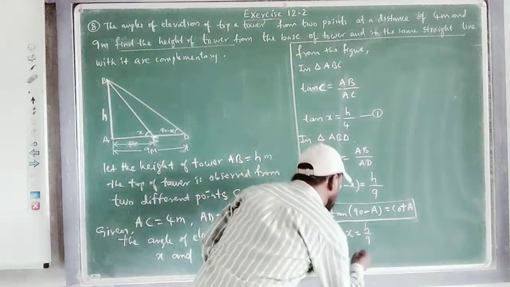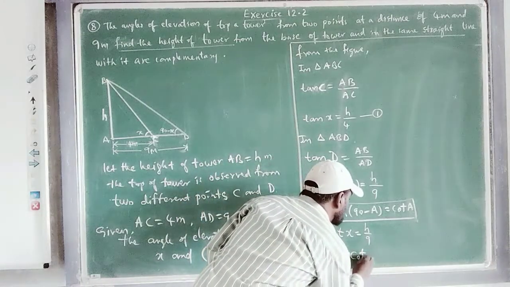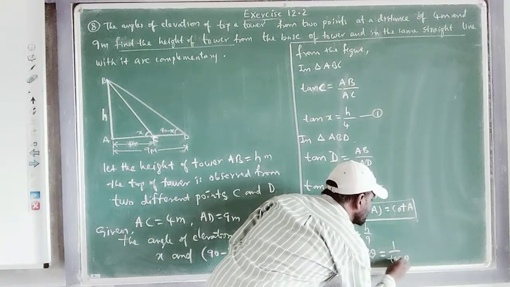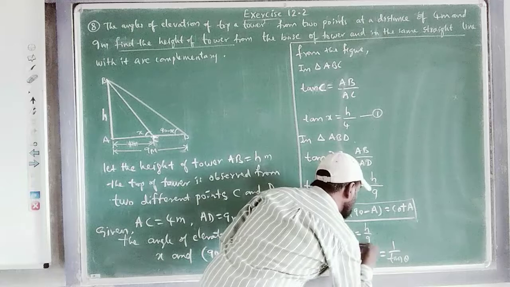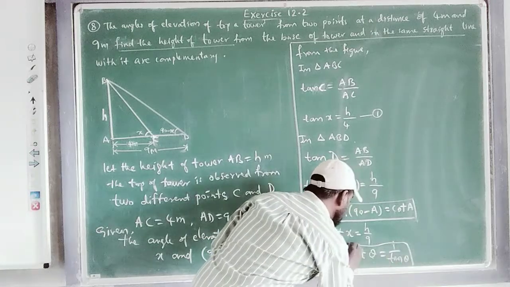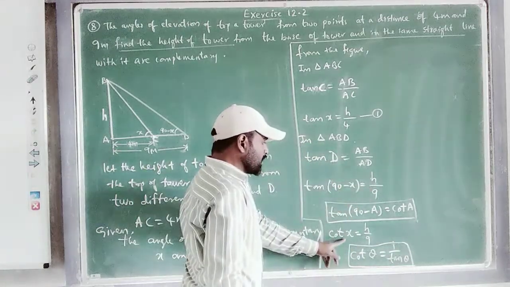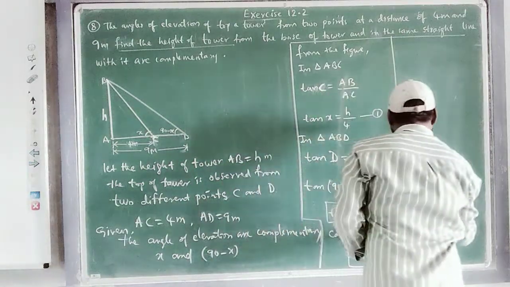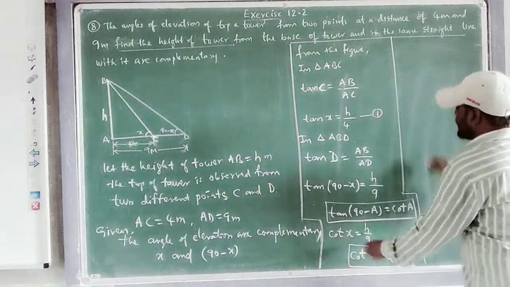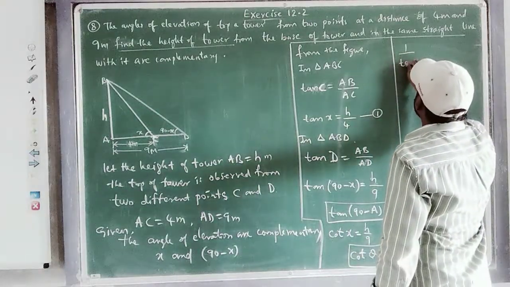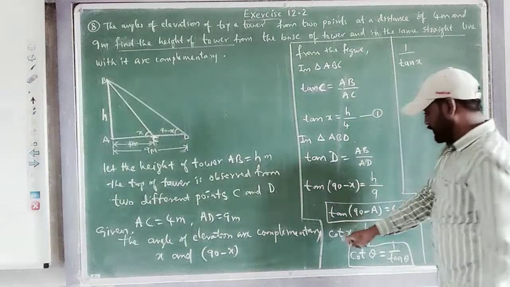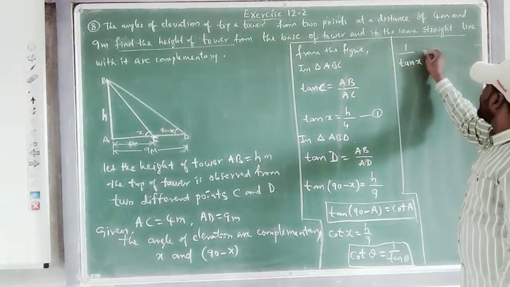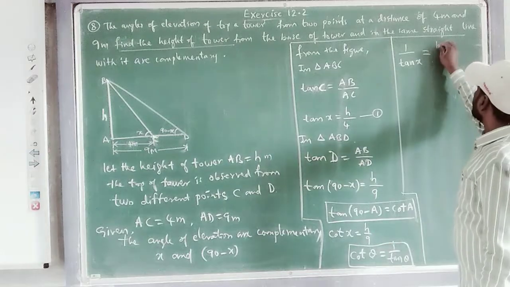Again, we know that cot and tan are reciprocal to each other: cot theta is equal to 1 by tan theta. In place of theta here we have x, so cot x can be written as 1 by tan x. Instead of cot x, I am writing 1 by tan x, which is equal to h by 9.